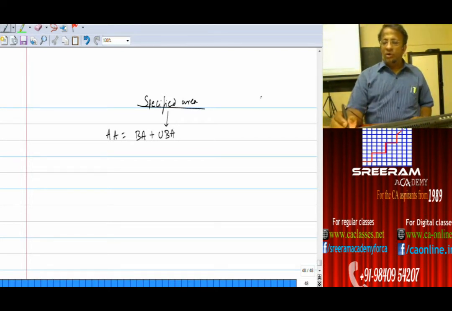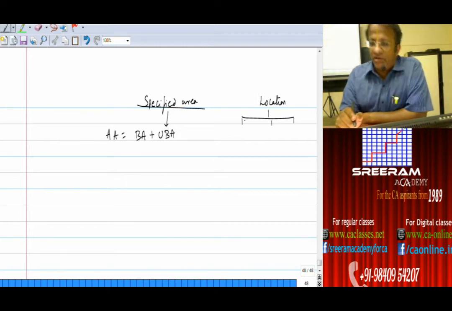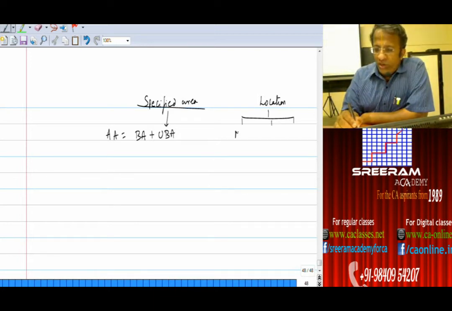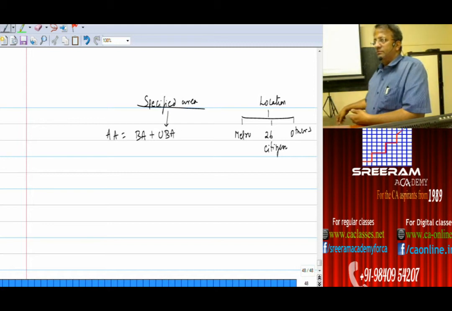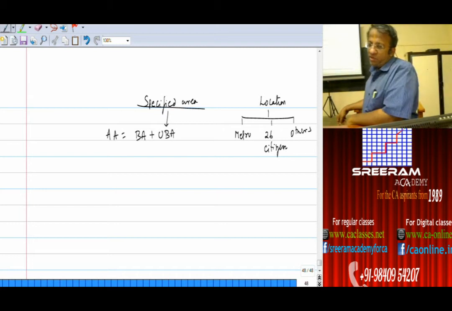So please understand, the location of the property should firstly be identified. There are 3 classifications that we have for location of the property. One is that in metros, there are 26 cities or towns that we have identified. Then the other areas are to be understood as others category only. So the location of the asset they have identified into 3 categories. What are the 3 categories? Metro towns, 26 cities and others.